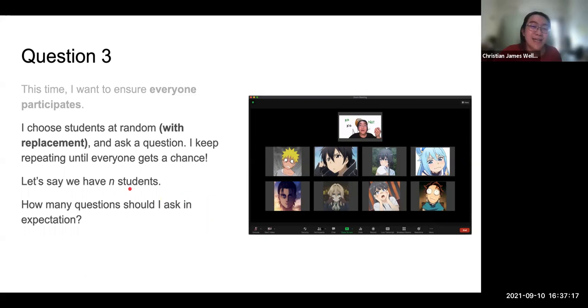let's say you have n students, how many questions should I ask in expectation? Hopefully something comes to mind immediately. It's not a trick question. If you think it's easy, it is easy. The key point here is with replacement.